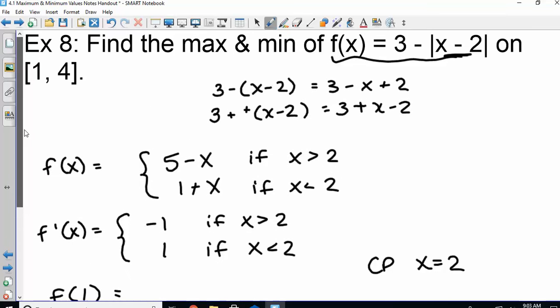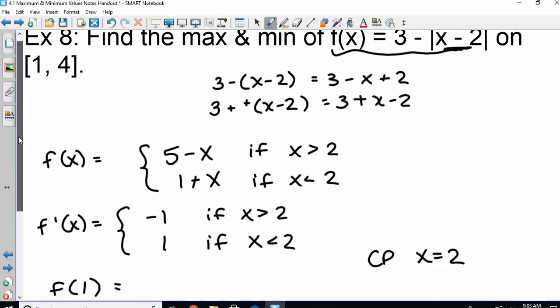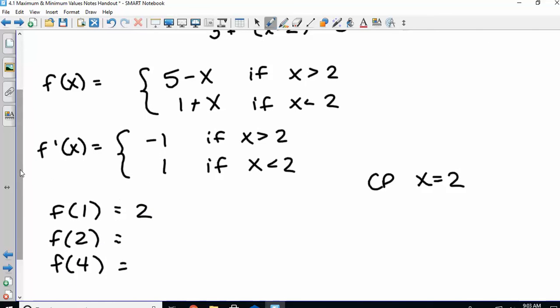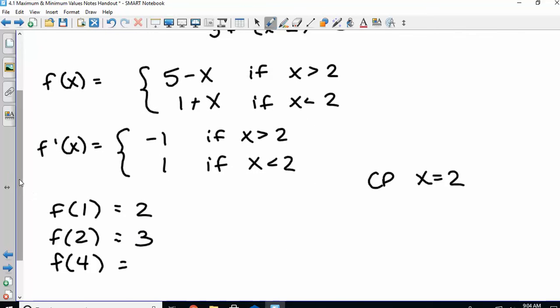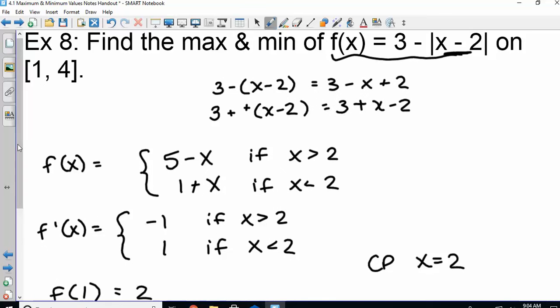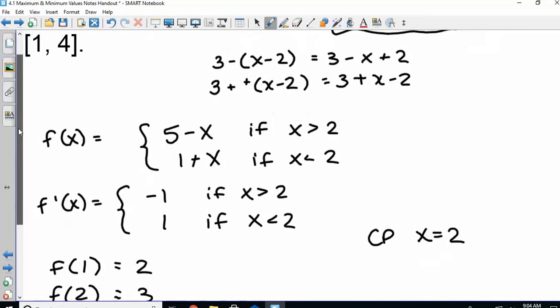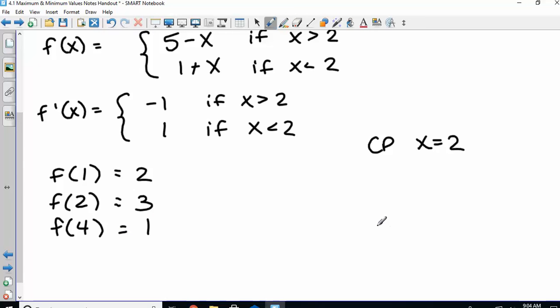So if I put a 1 in the original, I get 3 minus the absolute value of -1, so 3 minus 1 is 2. If I put a 2 in, I get 3 minus 0, which is 3. If I put in a 4, 4 minus 2 is 2, so 3 minus 2 is 1. So what's my minimum? F of 4 equals 1, and my max? F of 2 equals 3.